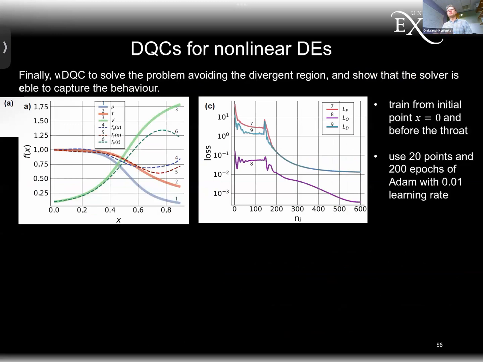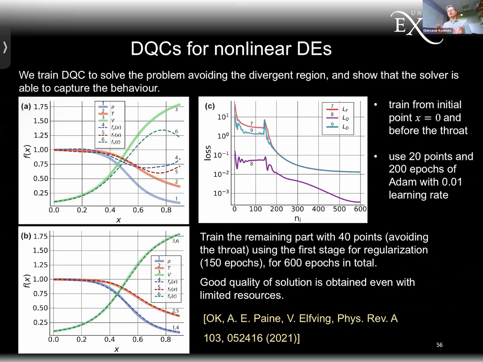We do the same procedure, but we train our network to reproduce the solution before the nozzle, and we use this as a regularization for the next stages of our training. And after we included two domains and we excluded the domain where the solution diverges, we have found the true solution of the quasi-1D system of differential equations. So that was one example of how you can utilize the approach.